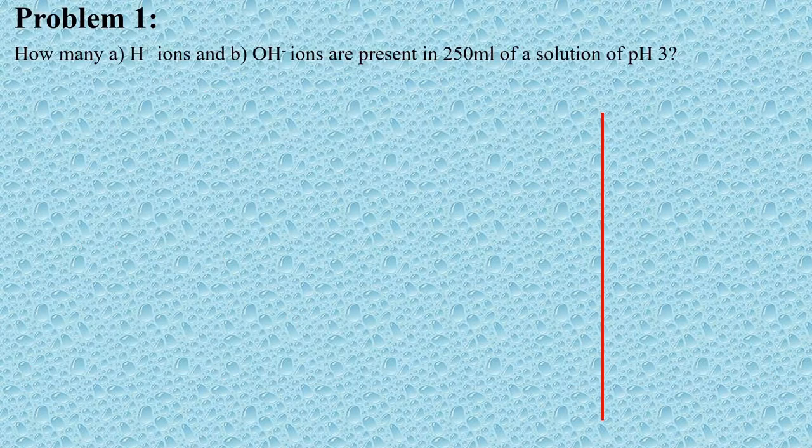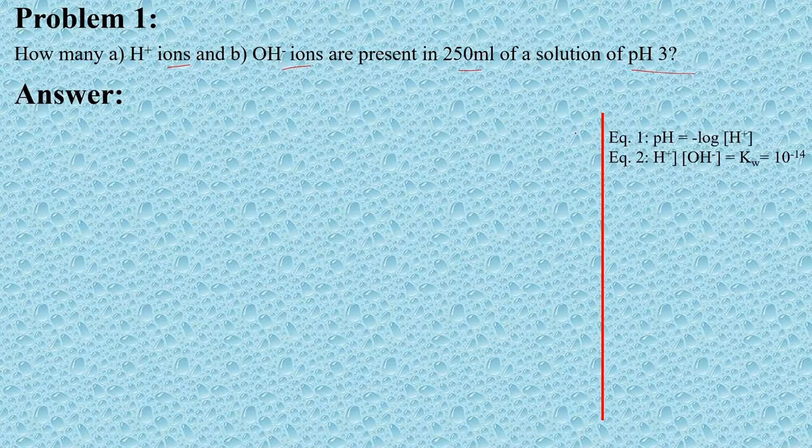So the problem 1 is: how many H+ ions and OH- ions are present in 250 ml of a solution of pH 3?